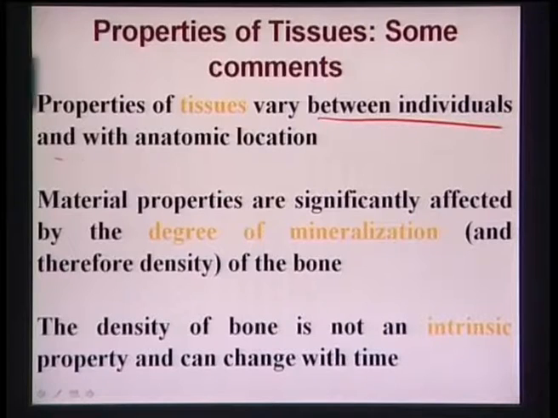Okay. Now, as I was describing just now, some comments have been mentioned here: properties of tissues vary between individuals and with anatomic locations. That is what I just mentioned. And between individuals means two persons of the same age can have different bone properties. Okay, that is what I am trying to say.